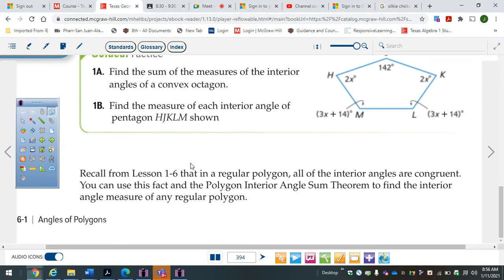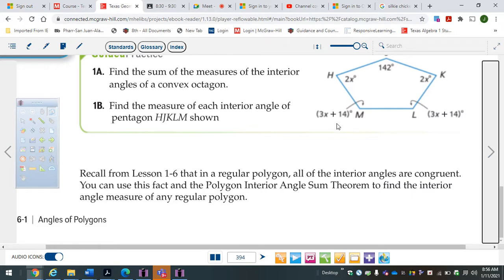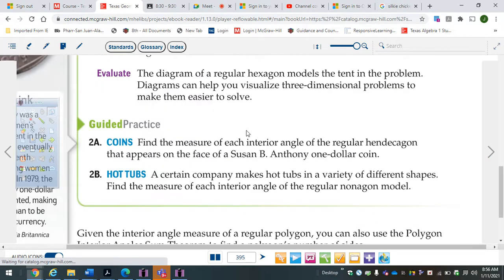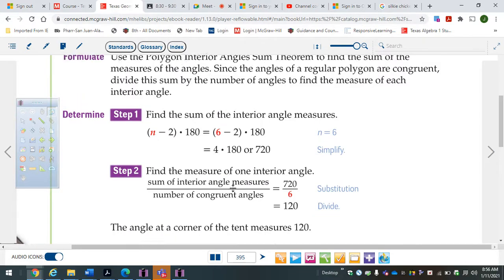Okay, so recall from the lessons, guys, the first 6 weeks, the regular polygon. Regular polygon meant that what was congruent? Do you remember what the regular polygon meant? All angles were congruent and all sides were congruent. But since we're just talking about the angles, we're going to talk about the interior angles today, and that all the angles are congruent. Okay?